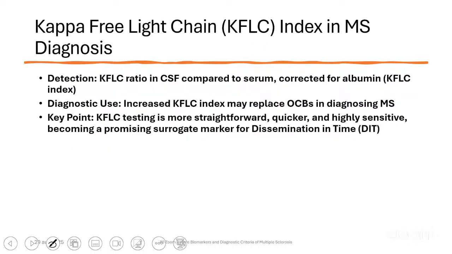There's one more thing that has come up, that is the kappa free light chain and its ratio. This is also being increasingly used: the KFLC ratio in CSF compared to serum, corrected for albumin. That is called the KFLC index, and an increased index may replace OCBs in diagnosing MS. KFLC testing is more straightforward, quicker, and highly sensitive. It's becoming a promising surrogate marker for dissemination in time.